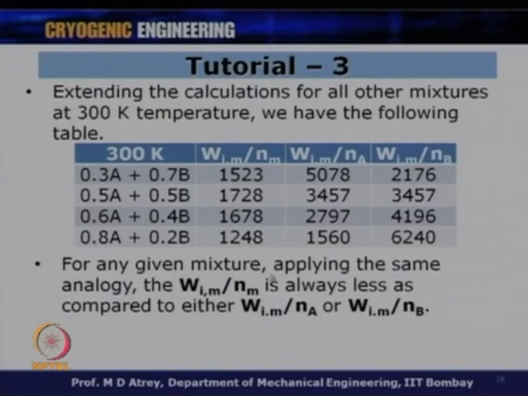For any given mixture, applying the same analogy, Wim by Nm is always less as compared to Wim by Na or Wim by Nb. So, one can see that 1523 is less than 5078 and less than 2176, because Nm is equal to Na plus Nb. So, the Nm value in the denominator is always going to be more as compared to Na and Nb, and that is why work of separation per mole of mixture is always going to be less than work of separation per mole of gas A or per mole of gas B. This is what we saw earlier also.